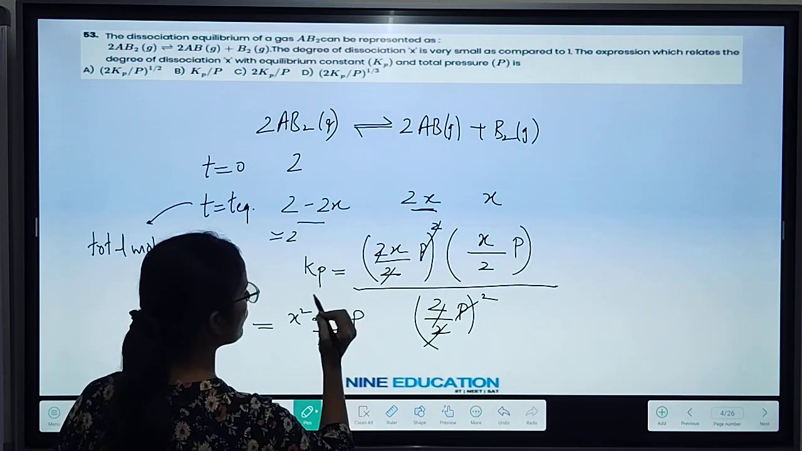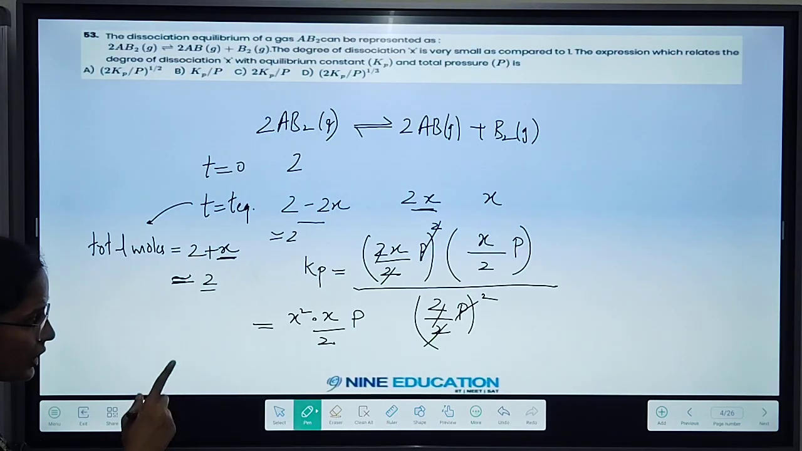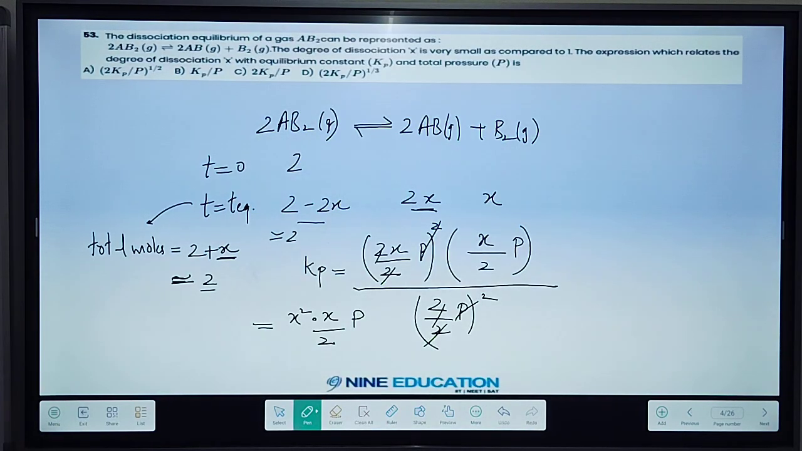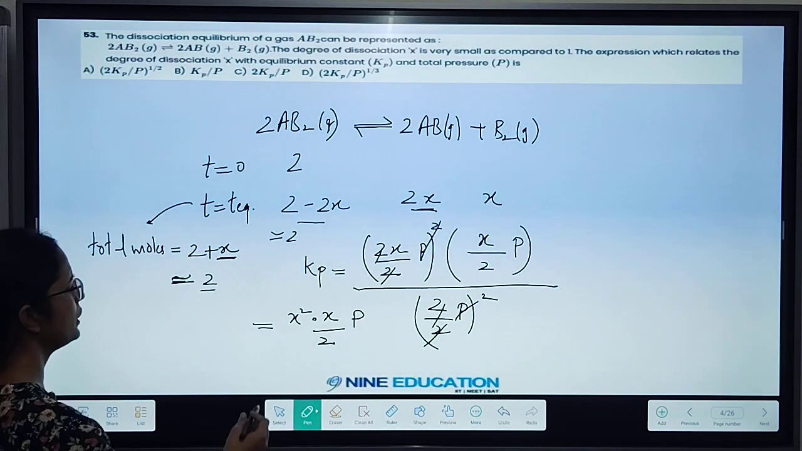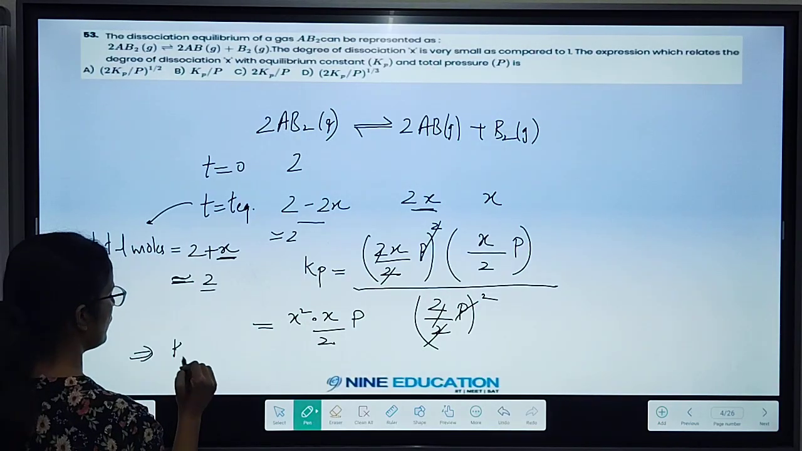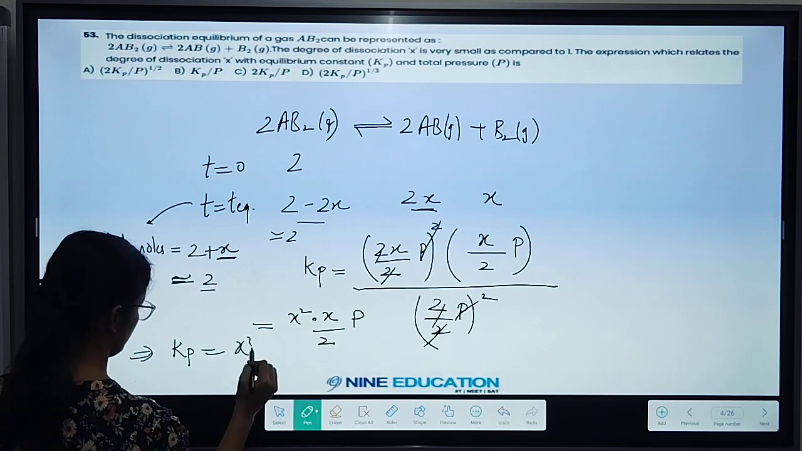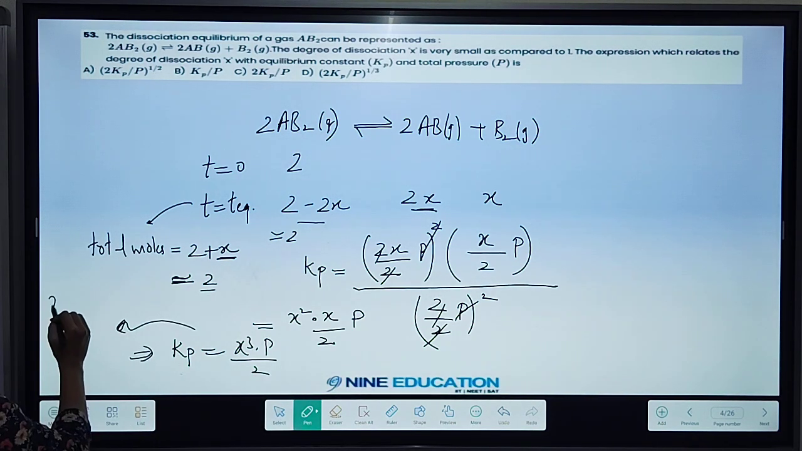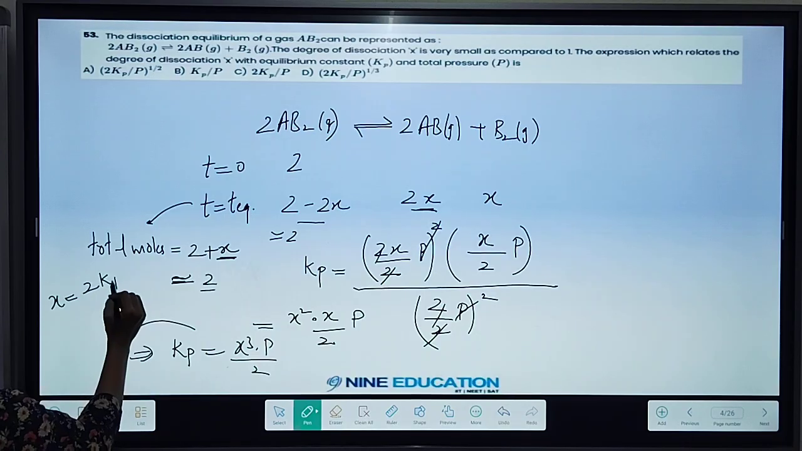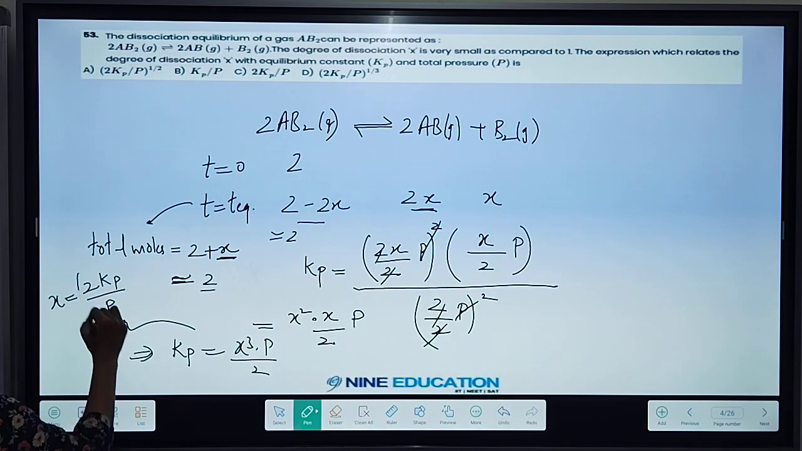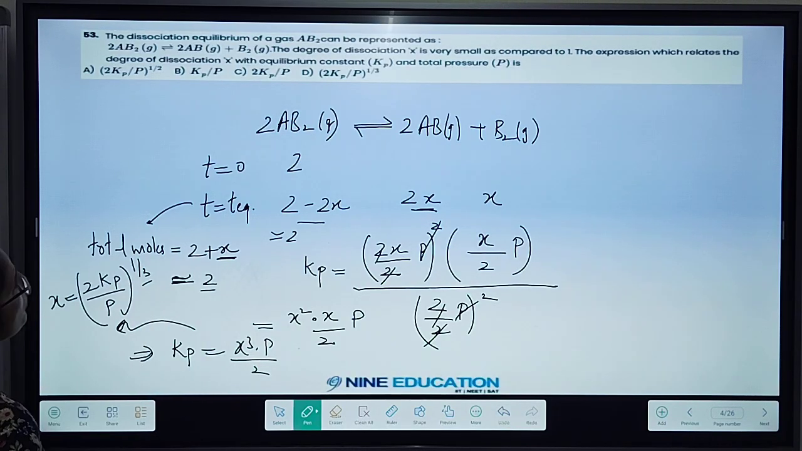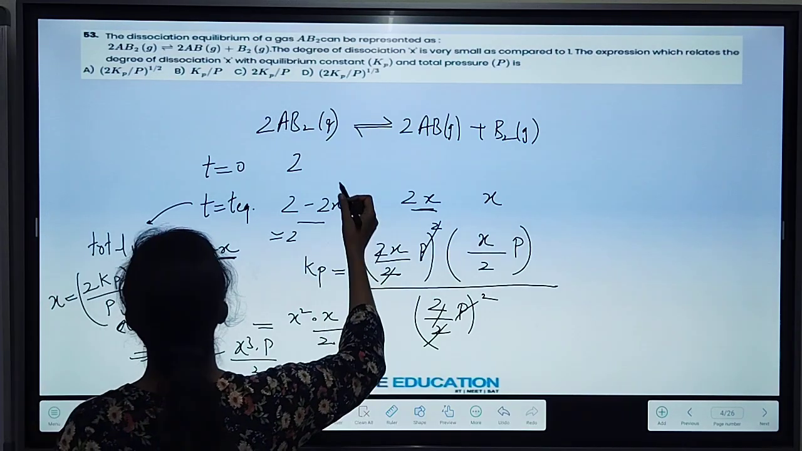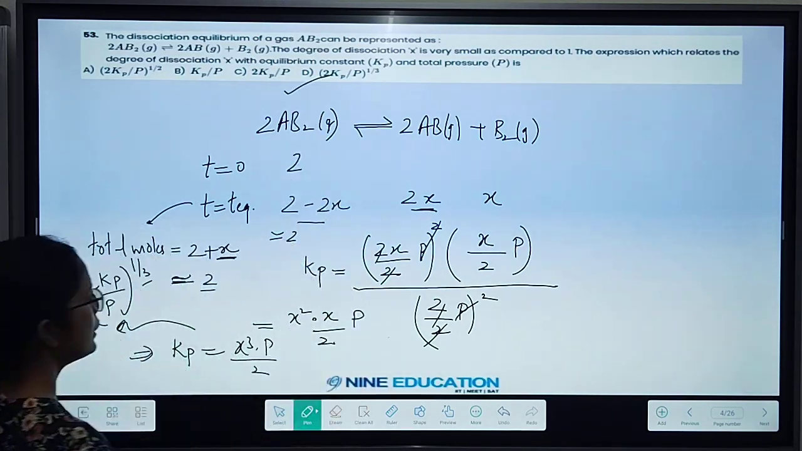X by 2, and here we will have p. We are getting this simplified version only because they have told us that the dissociation x is very small, so we are neglecting it with respect to 2 here. We'll be getting Kp is equal to x cube into p by 2, and from here if I do simplification further, x will come to be (Kp by p) raised to power 3. Which answer is looking correct here? The answer will be option D only.